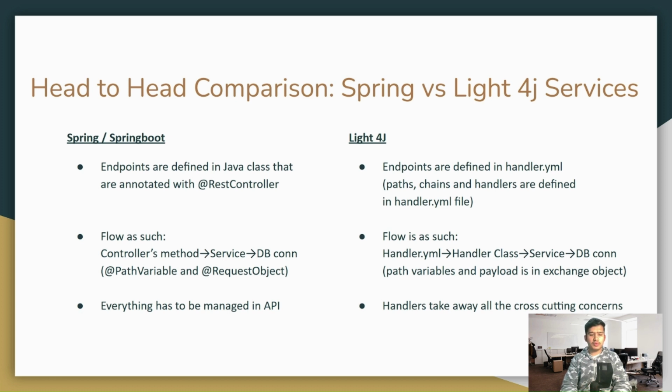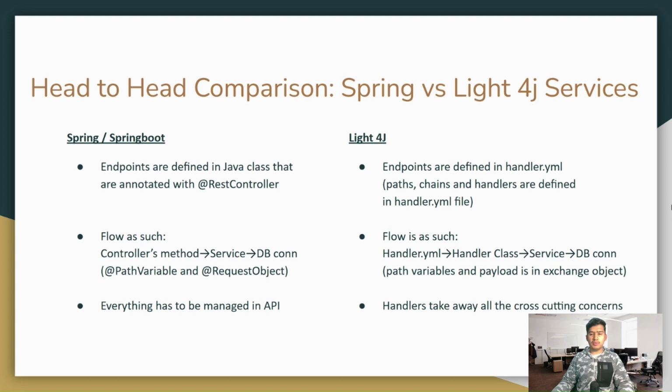And flow in a typical Spring Boot application is as such. We reach the controller's method first, which has the mapping. Then it goes to service, and service calls the necessary DB connections. Whereas in Lite4j, we have the handler YAML file, and it goes to its corresponding handler class file, which may eventually call a service, which can eventually call a database connection. And all the path variables and payload are in the Exchange object only. And in Spring and Spring Boot, everything has to be managed by the API, while handlers in Lite4j take care of all the cross-cutting concerns.